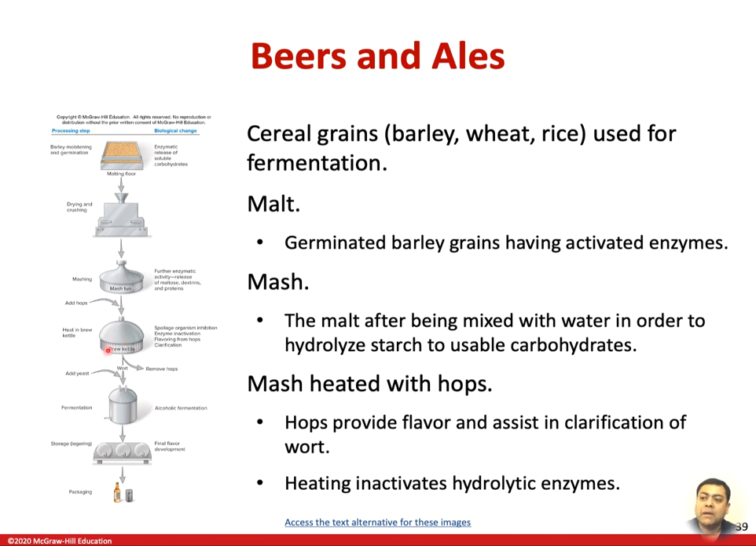At that time, the yeast is added and the fermentation goes on. Once the fermentation is done, it is stored, which is called the lagering process, and that is for the final flavor development. And then it can be packaged. Sometimes there is natural carbonation inside the bottle, or sometimes additional carbon dioxide is added into the bottle or the cans.